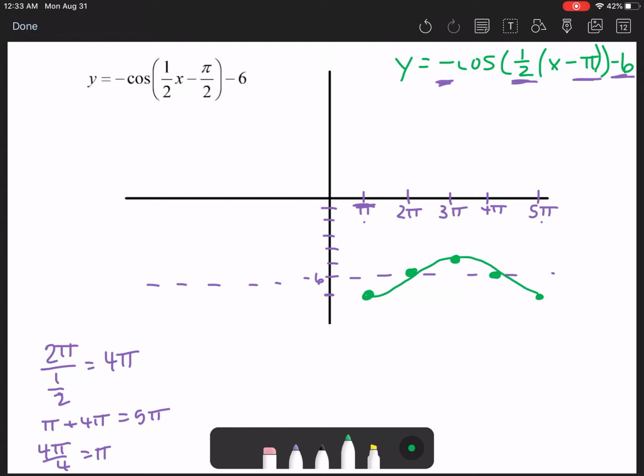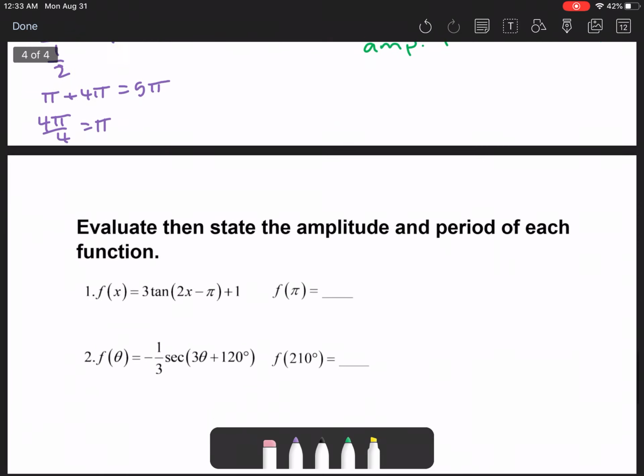So we already talked about this one. The period is 4 pi. The amplitude, remember it's always positive, is still just 1. I could ask you the range. It's -7 to -5, right? There's different things I could ask you here. The phase shift is right pi. The vertical shift is down 6. All things I could potentially ask you for characteristics.